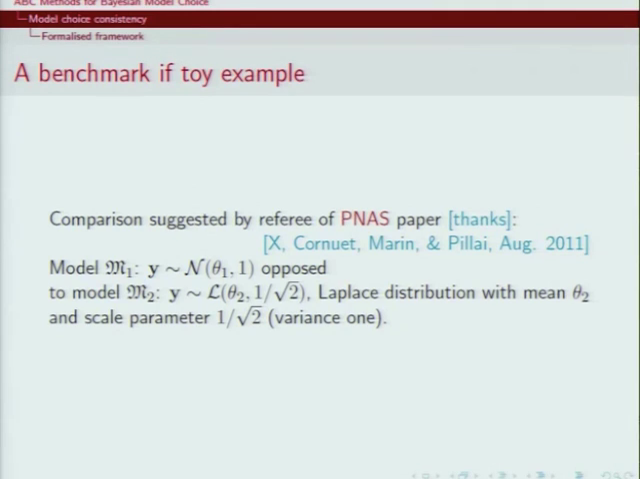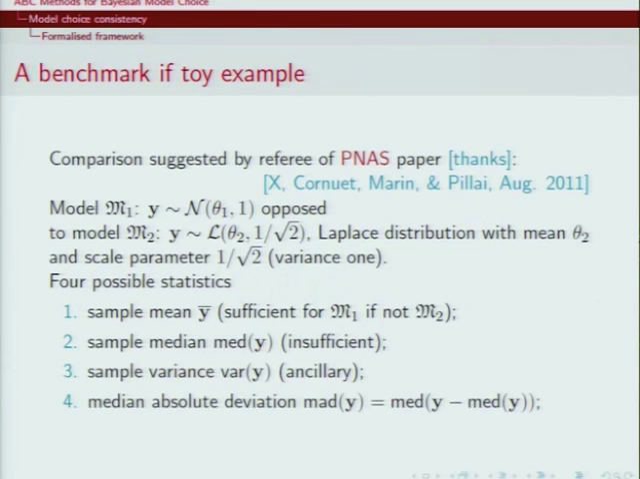take two models that are location models, either the normal with parameter θ1 or the Laplace with parameter θ2. And the Laplace is parameterized with 1 over root 2 to make both variances equal to 1. That's why it's not 1. And consider four possible statistics that are the sample mean, the sample median, the sample variance, or the median absolute deviation, or MAD. The first two statistics are informative about theta.